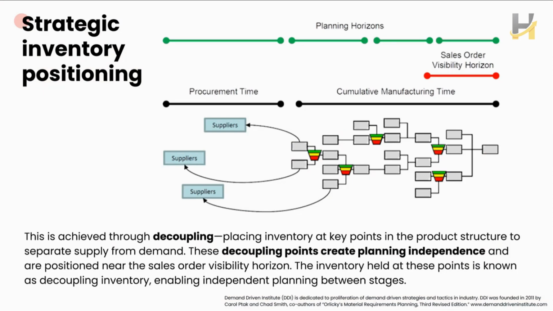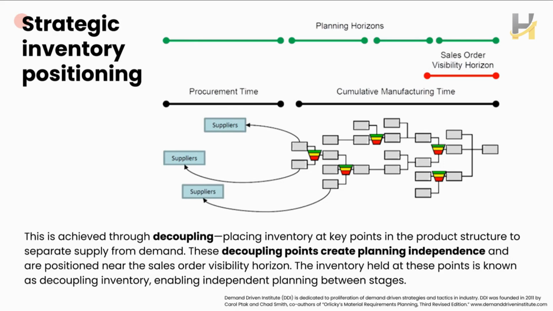So the first one is strategic positioning. What do we mean by strategic inventory positioning? Along your entire supply chain, from procurement up to the end of manufacturing, there are several processes: the manufacturing, the sub-assemblies that are created, packaging and others. The whole idea of demand-driven planning is to create decoupling points. Decoupling is a point that creates independence between the supply and the use of materials. It's a location in the product structure where inventory needs to be placed to create that independence, and the amount of inventory you place there is called the decoupling inventory.